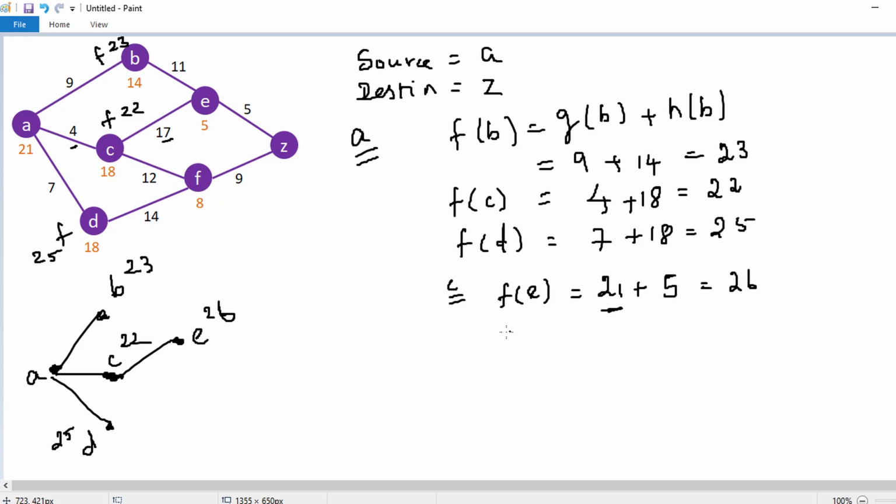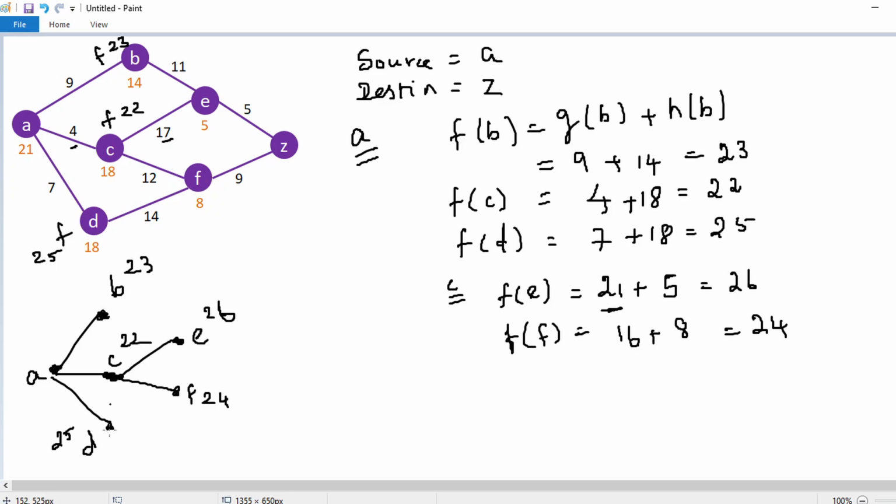C is going to F also. So the cost to reach F is 4 plus 12, which is 16. That is G of F. H of F is 8, that is the heuristic. So 16 plus 8 is 24. So if I go to F, it is 24.